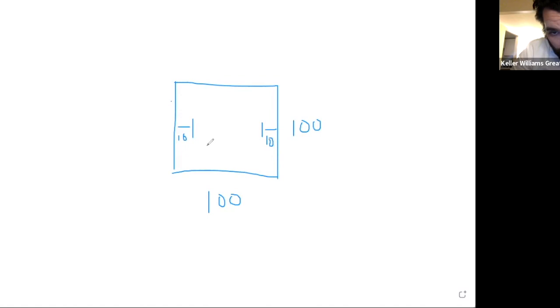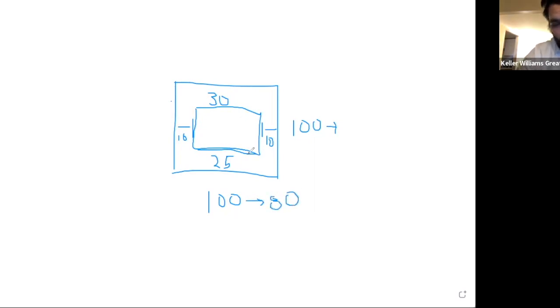And then I have 25 feet on the front that I can't build. And 30, was it 30 feet on the back? Yeah. So this then becomes my new buildable area. My width here, 100 minus 10 minus 10, is 80. And then my 25 feet off the front and 30 off the back means my depth is 45.